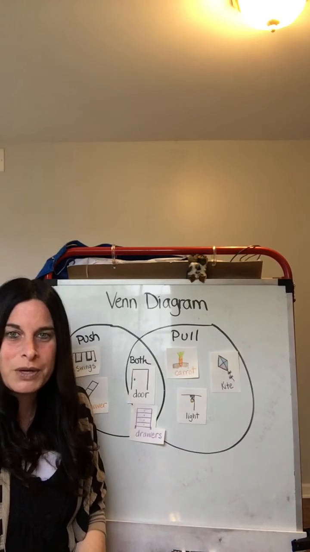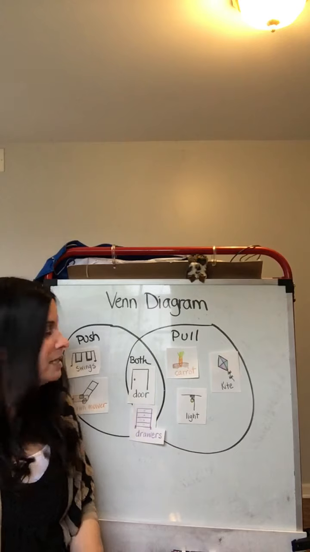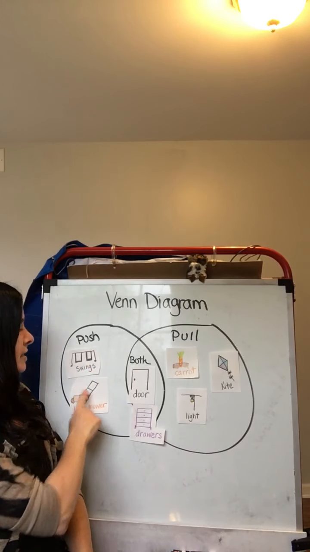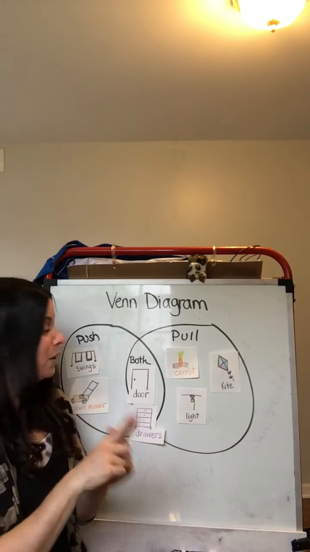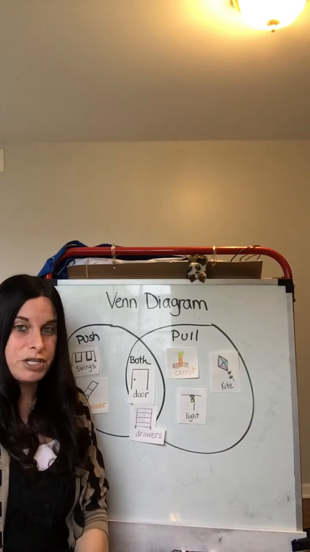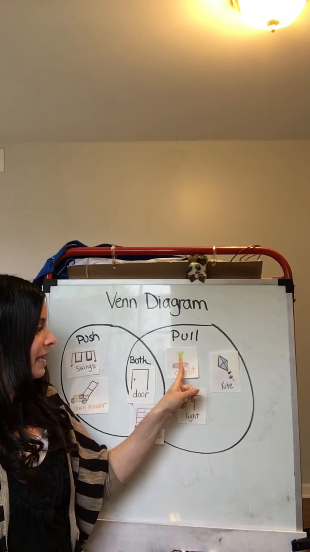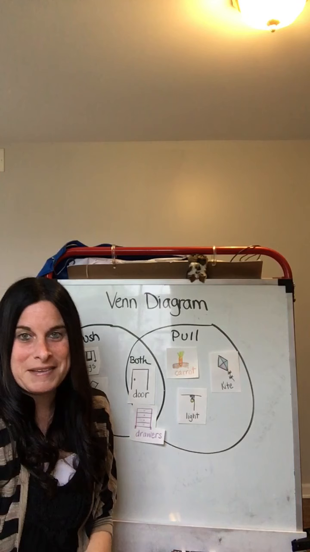So see how I organized my pictures? My pushes are swings and a lawnmower. For both, I have a door and drawers. And for pull, I have a carrot, a kite, and a light.